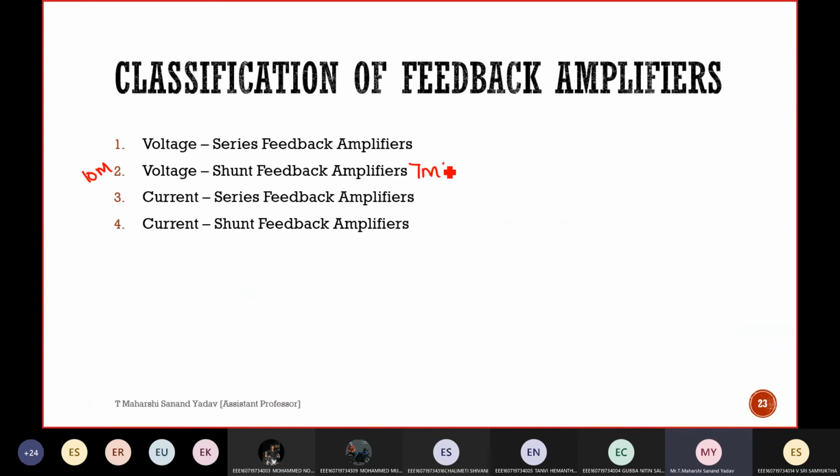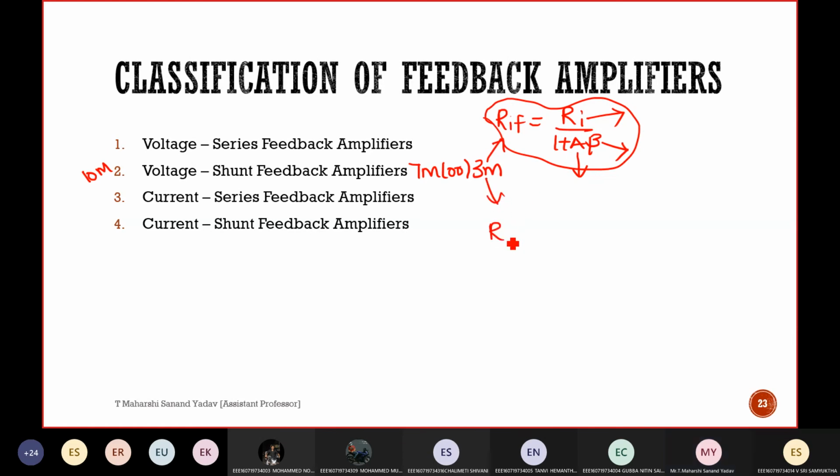Or else 7 marks for theory and 3 marks for the problem. If you know the final answers, like just now I've written, Rif is Ri by 1 plus A beta. In the problem, he will give all the values, like the input impedance value, the beta value, and the A value also. So if you know this expression, you can substitute and write the answer. Generally he asks Rif and Rof, so if you know the answers directly, you can get these 3 marks. You just substitute. Very easy unit.